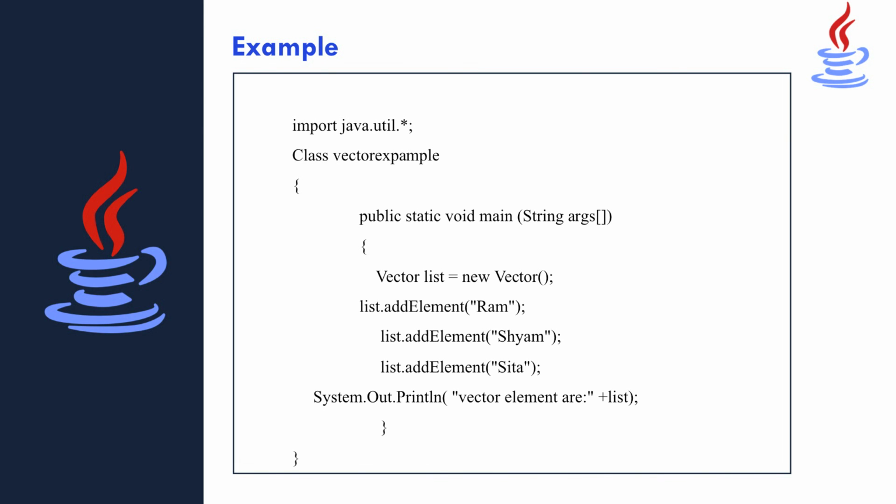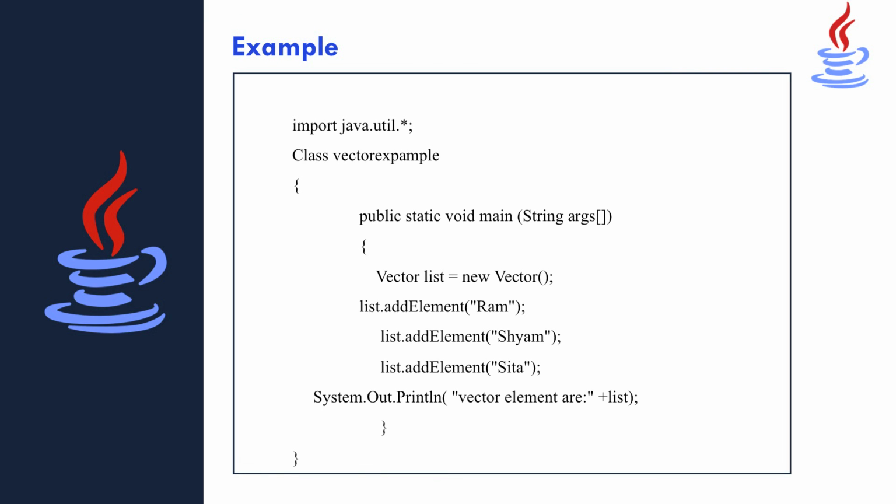Import java.util.*. As you know, the vector class is contained in the java.util package. We can create a Java class, VectorExample. Public static void main. As you know, here we can create a vector: list is equal to new Vector. The list.addElement("Ram"). Here we use a method which is used to add an element at the end of the vector. Here Ram is a value.